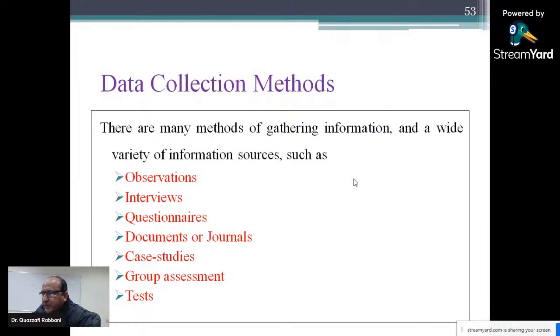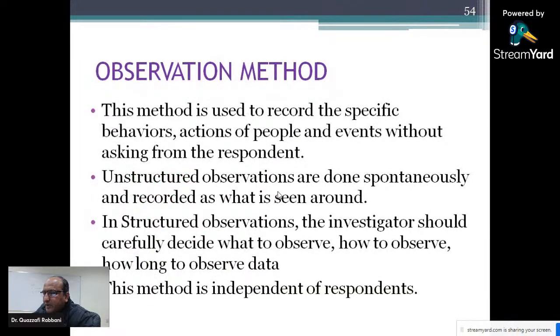Now the data collection methods. How to collect the data? There are different methods used to collect data: observation method, interview method, questionnaire, documents, journal, case study, group assessment, and test. So these are the different methods for collecting the data. We will explain some of them. First is the observation method.